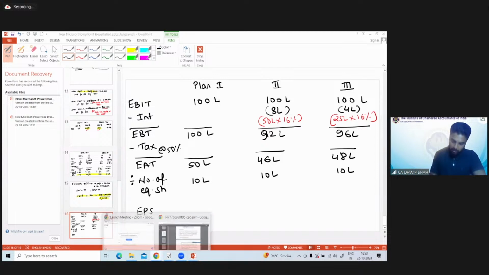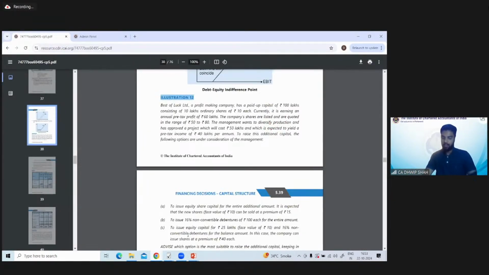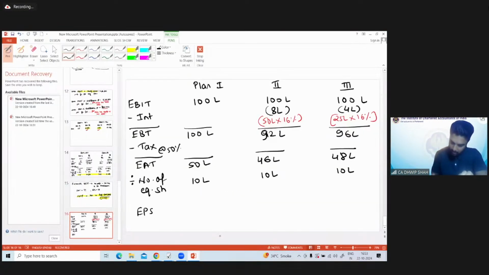So under plan 1, 50 lakhs, I would raise it through equity, correct? And at what price? At 25. How did 25 come? 10 is the face value and premium is 15. So additional shares is how much? 20 lakh. And how did this 20 lakh come? Can I say I have to raise 50 lakh and my issue price would be 25 and not 50. 15 is the premium.